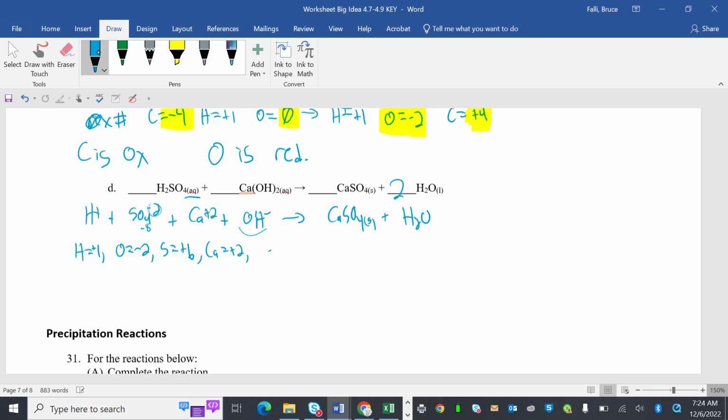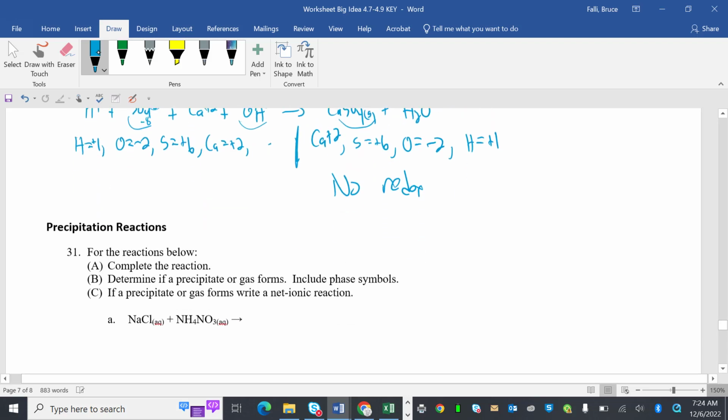It's not any different. And then I'm over here. I'm going to have calcium is plus 2 because it cancels the sulfate. This is sulfate. This is sulfate. So my sulfurs are going to be the same. S equals plus 6. O equals negative 2. And then hydrogen equals plus 1. No redox because the oxidation numbers are the same.